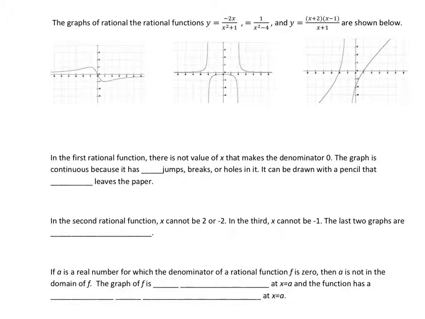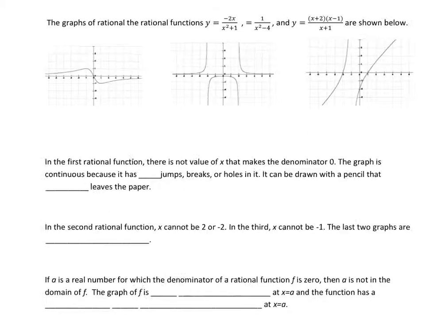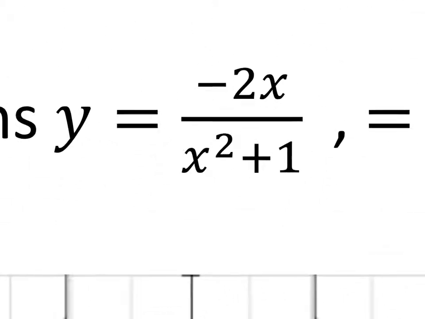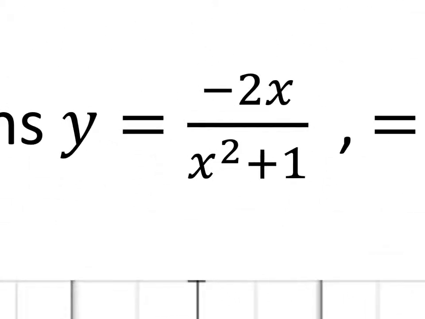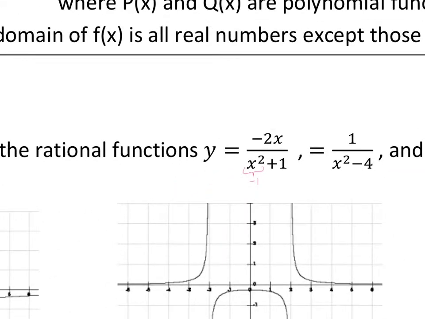In the first rational function, there's not a value of x that makes the denominator 0. Let's look at the equation. Is there anything we can plug in for x that makes the denominator equal 0? No, because we would need x squared to equal negative 1, since negative 1 plus 1 is 0. But nothing squared will equal negative. So we don't have an issue here. The denominator can never equal 0 on its own, so we don't have any problems.